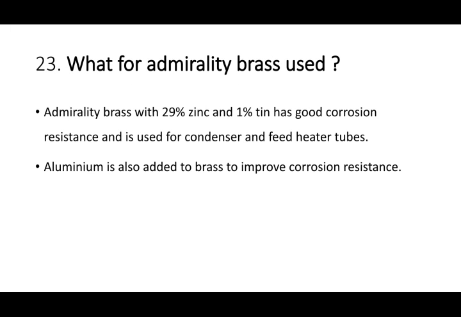Next question, what is admiralty brass used for? This brass with 29% zinc and 1% tin has good corrosion resistance and it is used for condensers and heater tubes. And aluminium is also added to the brass to improve its corrosion resistance.